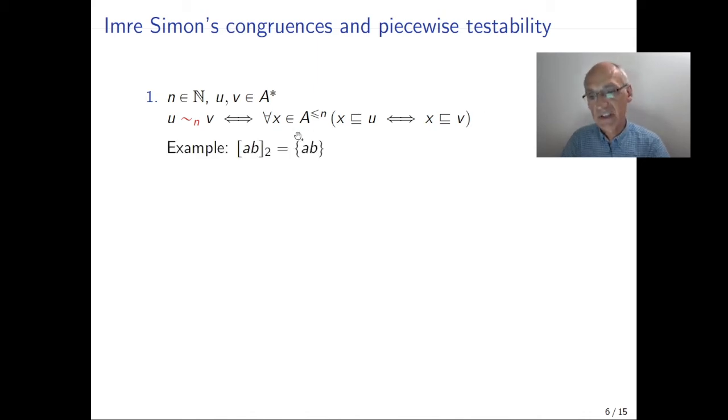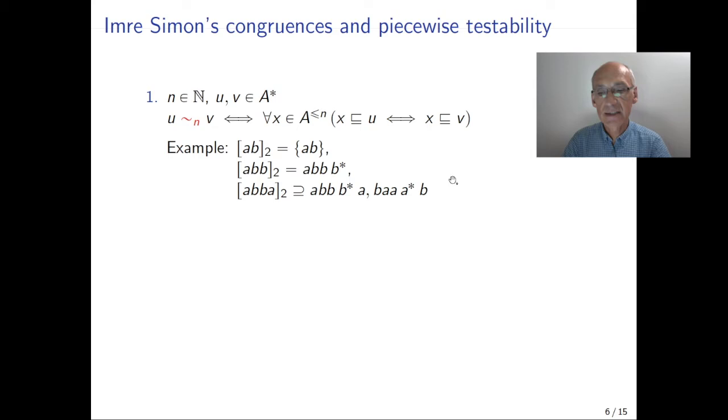And here's some examples with a word in square brackets with an index. I mean the equivalence class with respect to this equivalence relation of index 2. Then AB is the only word that's equivalent with AB, since it's the only word such that the subwords of length 2 are just A and B and AB. Now, if you consider the equivalence class of index 2 of the word AB squared, then you get the set of all words that start with an A, continue with 2 B's, and then have an arbitrary number of B's.